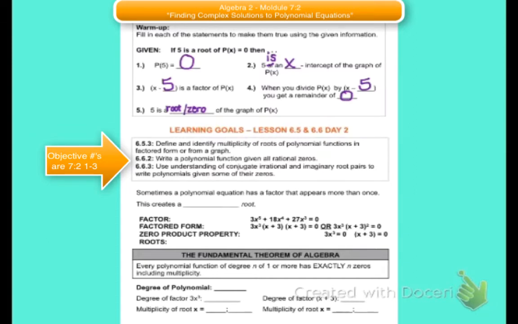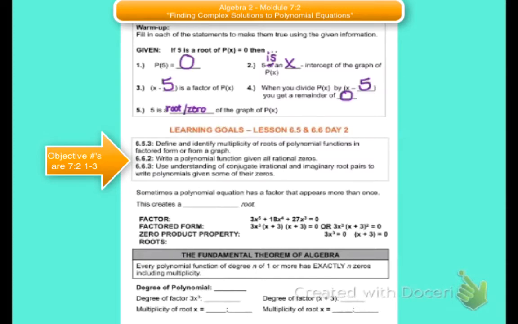which probably, to the outsider reading these learning goals, seem a little intimidating, but it is really right in line with things that we've been studying. And so words like conjugate and irrational and imaginary roots hopefully don't intimidate you too much. So that's what you have in store for you in the sequel to lesson 6.5 and 6.6.